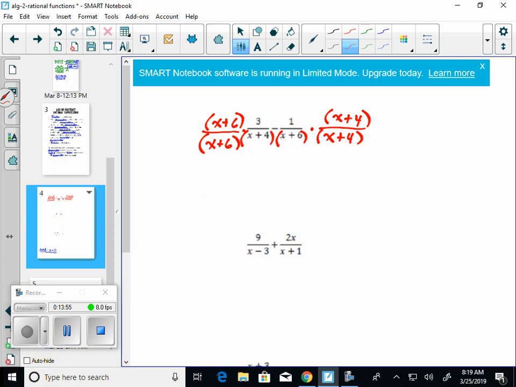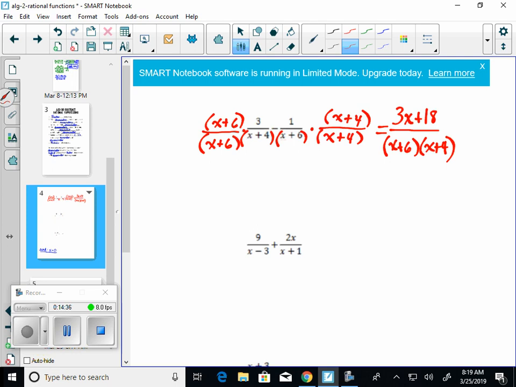I'm going to take 3 times x plus 6, so I've got to distribute that. So when I distribute 3 times x plus 6, what do I get? 3x plus 18. Over, I'm going to leave it as factored. X plus 6 times x plus 4. Because in the end, I may ask you to factor anyway, so why not just leave it? Did you follow what I did?